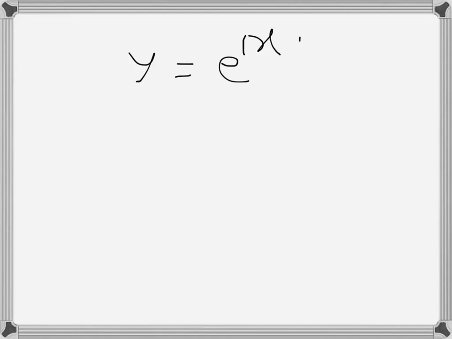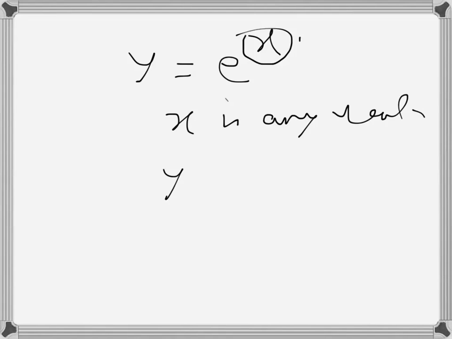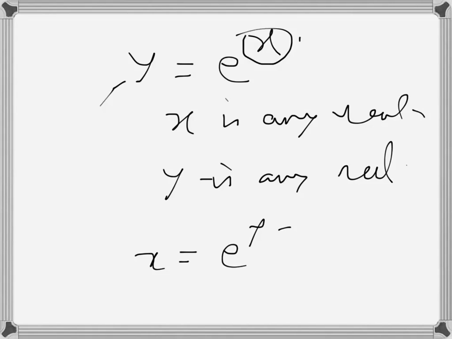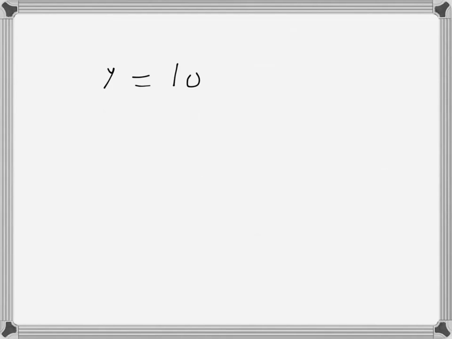So here we can see x can be anything real, so x is any real value, and similarly y is also any real value because there is no restriction. Now we need to find the inverse function of this function. So what we do is we write e to the power y, so y becomes log e x. Now this is the inverse function.